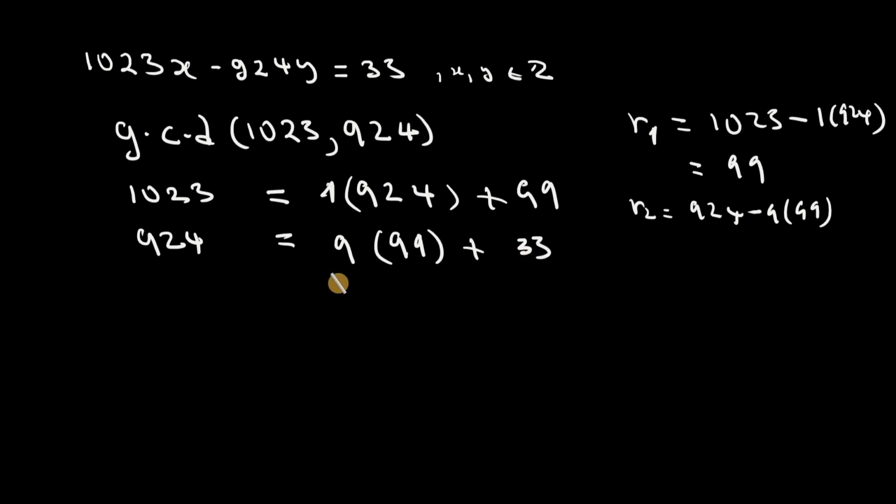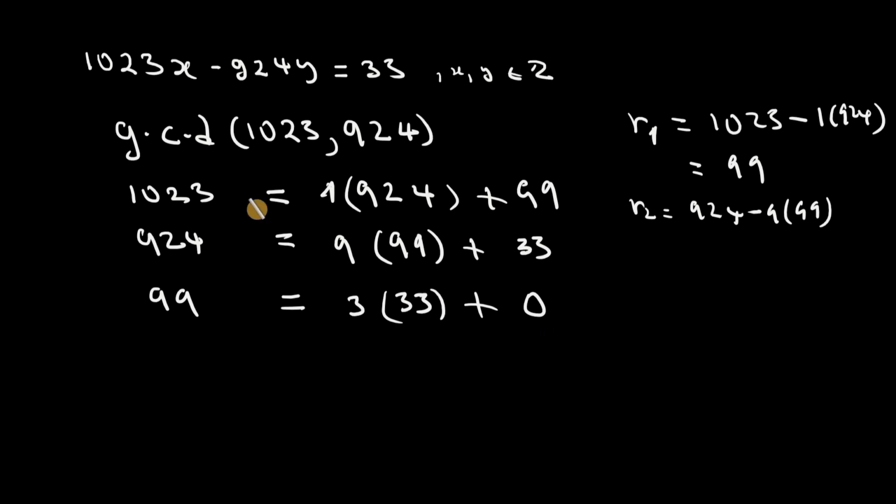I bring the previous divisor to the left hand side, that's 99, and now I bring the previous remainder here, which will now be the new divisor. 33 can go into 99 3 times, plus remainder 0. Since 99 minus 3 times 33 is 0, we have arrived at 0, so we stop.